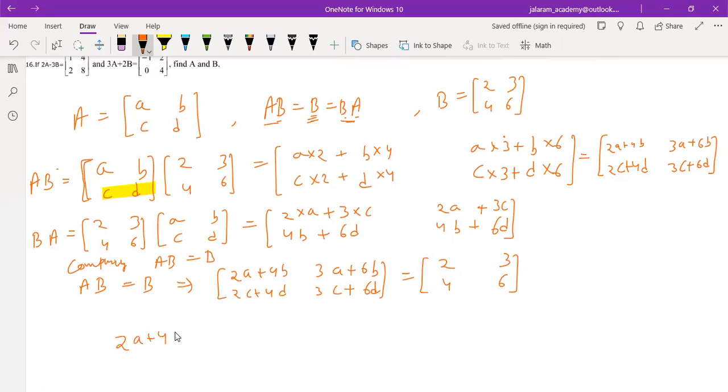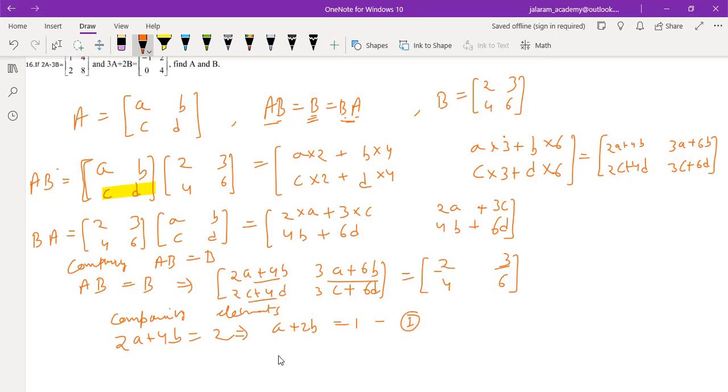So 2A plus 4B, we compare elements of both sides, first element by first element. 2A plus 4B equals 2. Dividing by 2 throughout, A plus 2B equals 1. This is equation number 1. 3A plus 6B equals 3 will also give the same if you divide it by 3: A plus 2B equals 1.